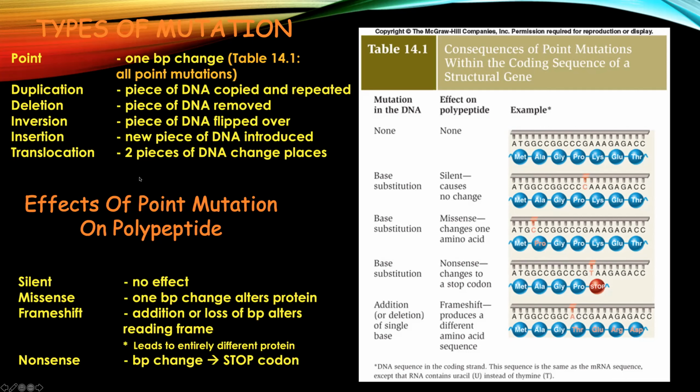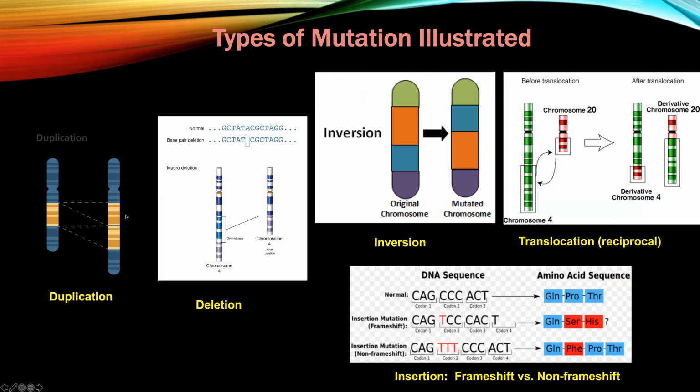You should know what these are. And I think, yes, I've given you an illustration of each of those. A duplication is just a piece of DNA that is copied and repeated. A deletion means that a piece of DNA drops out, it's just missing. An inversion means a piece of DNA is flipped over, so the sequence is reversed. It goes from, in wild type, green, orange, blue to green, blue, orange. A translocation means that two chromosomes exchange parts. So in this case, chromosome 4 exchanges one of its ends with the end of chromosome 20, so you end up with these two translocated chromosomes.